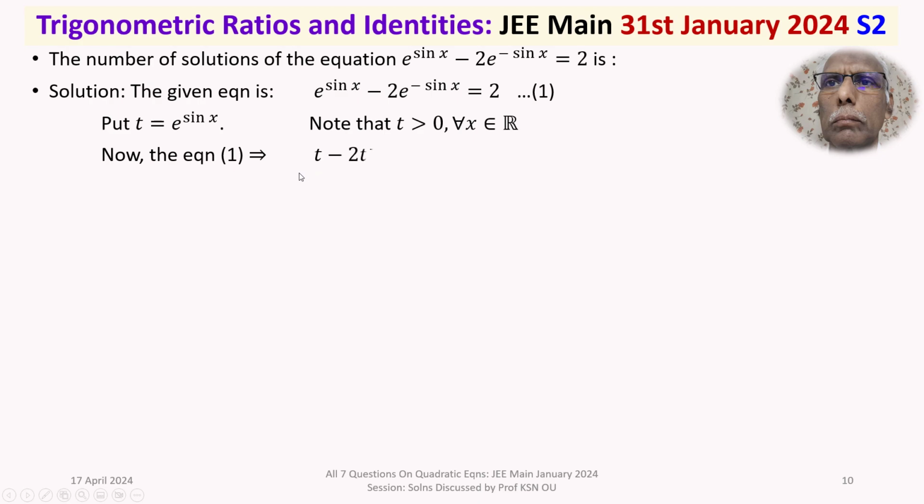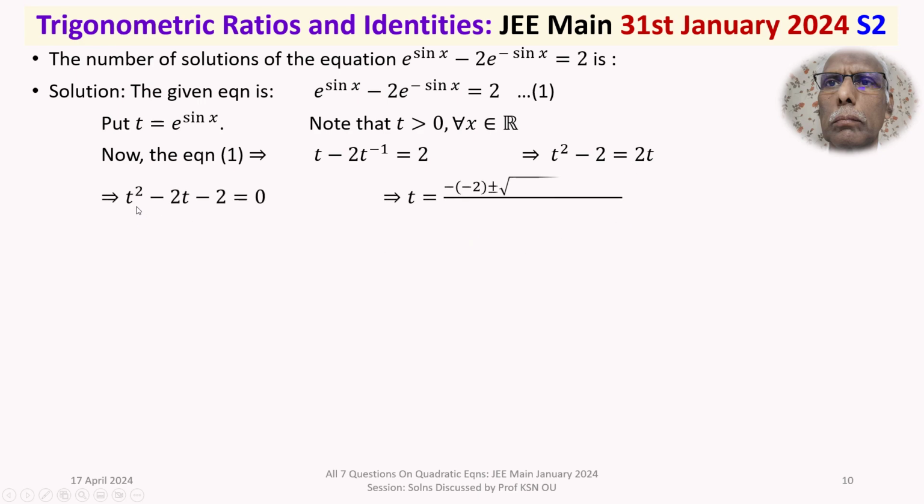Now equation 1 becomes, because we are putting t for e to the power of sin x, t minus 2t inverse is equal to 2, and this becomes the quadratic equation t square minus 2 is equal to 2t, and thus we get t square minus 2t minus 2 is equal to 0.